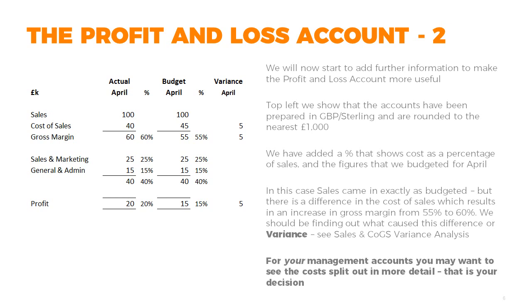In this case, sales came in exactly as budgeted, but there is a difference in the cost of sales which results in an increase in gross margin from 55% to 60%. We should be finding out what caused this difference or variance. See sales and cost of sales variance analysis. For your management accounts, you may want to see the costs split out in more detail. That's your decision.